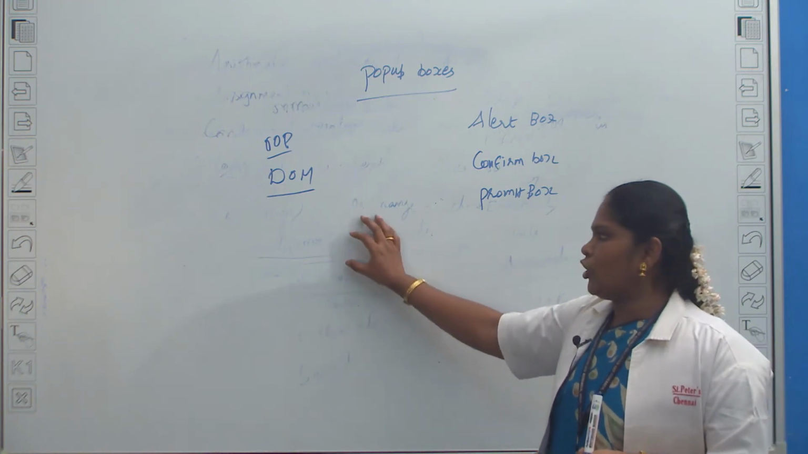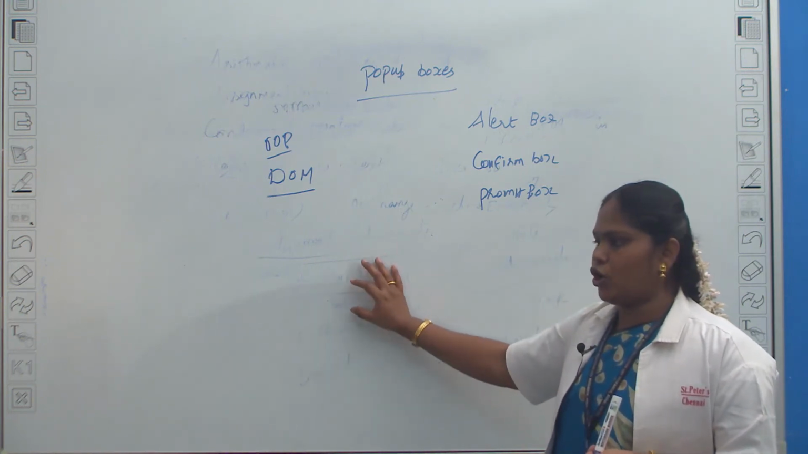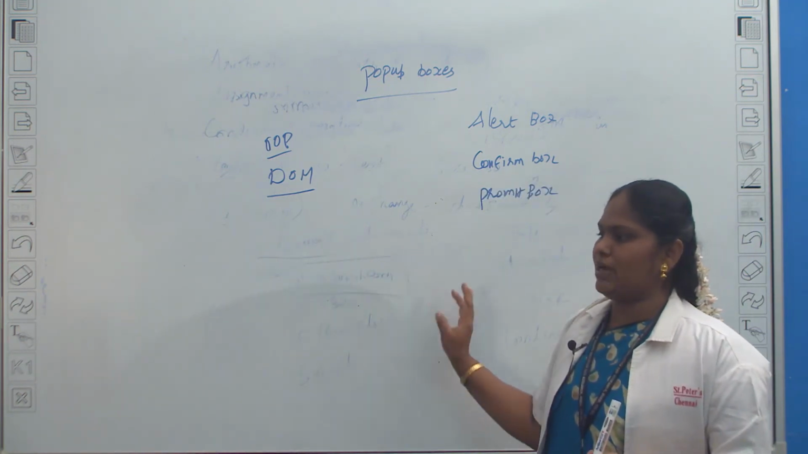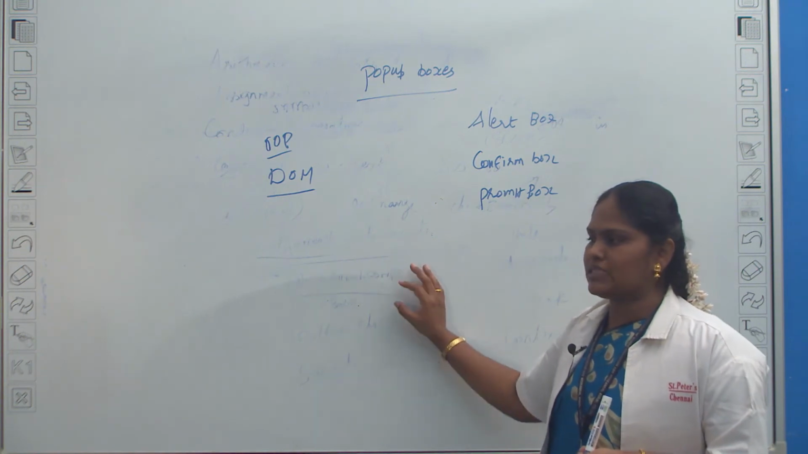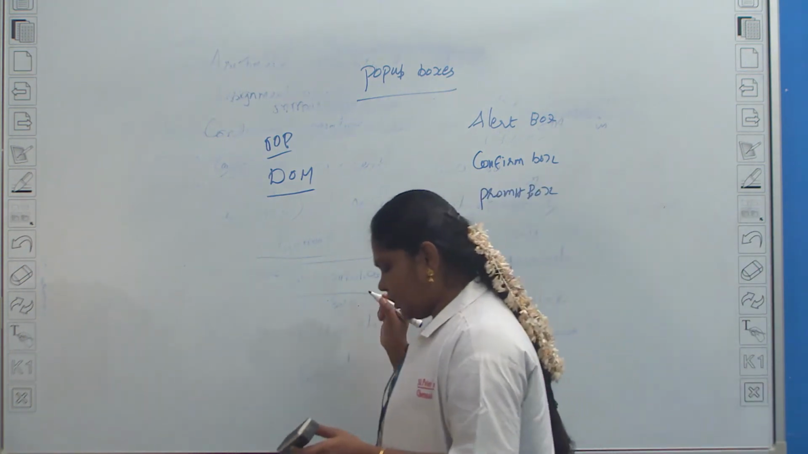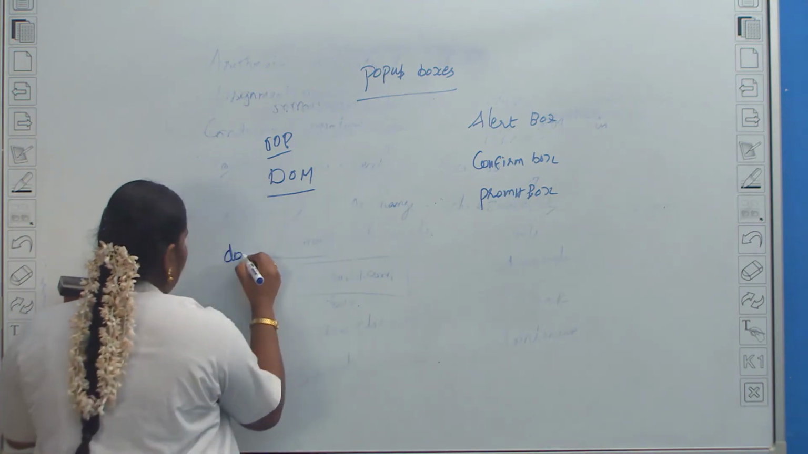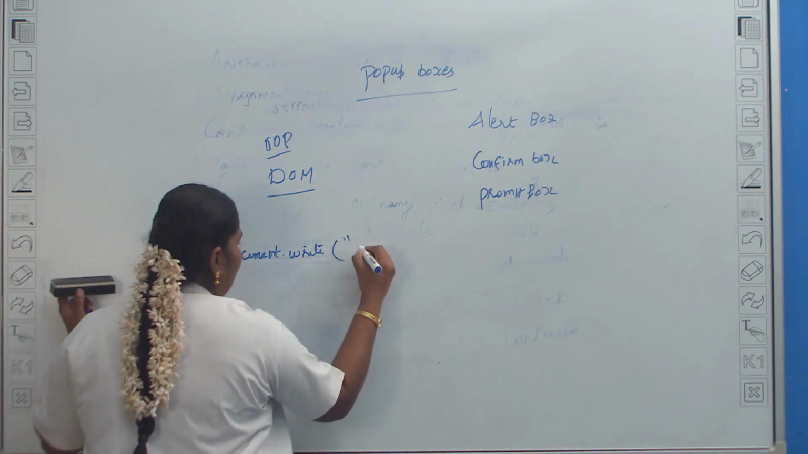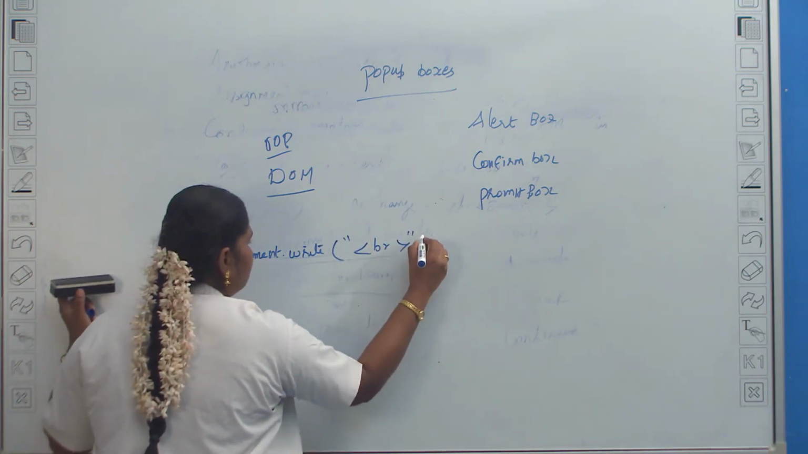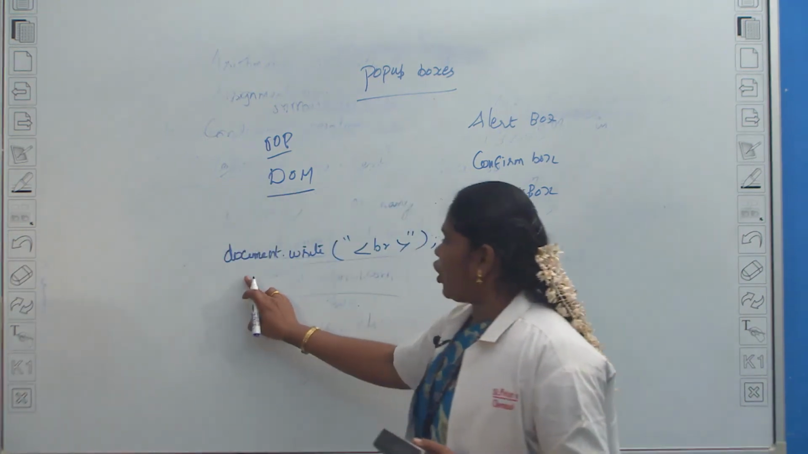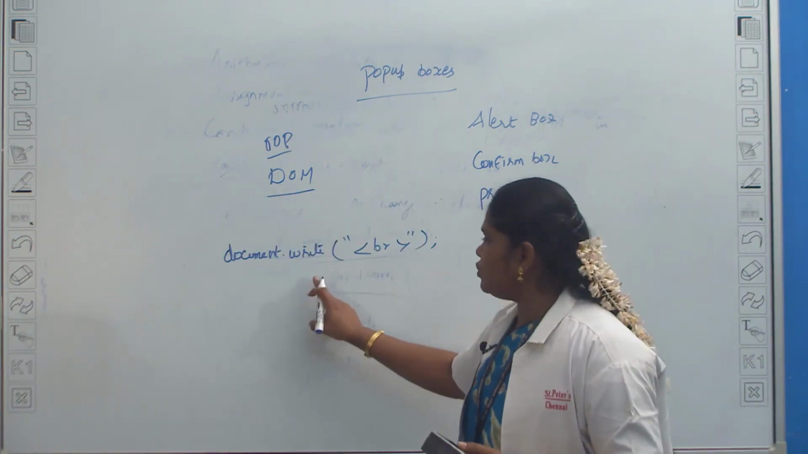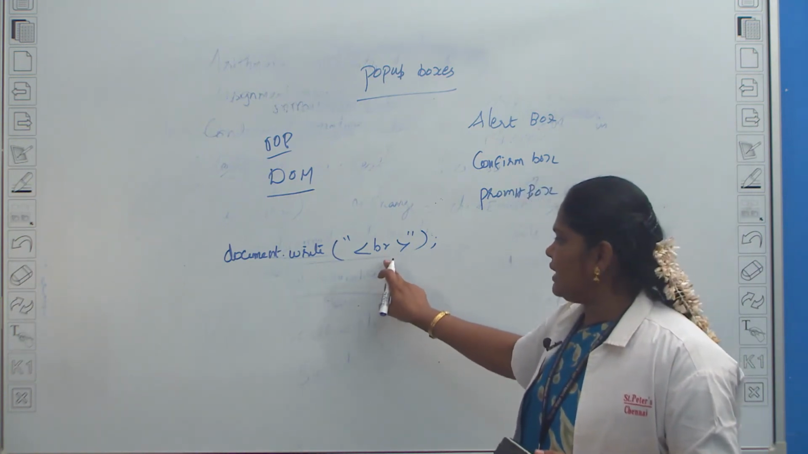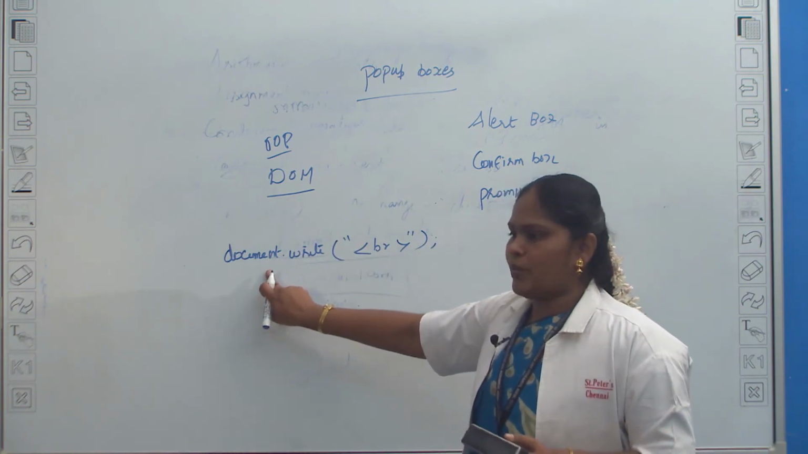So what document objects are available? DOM objects: the document represents the entire HTML document and can be used to access all elements in your pages. How do we use it? document.write, then within the double quotes we mention the content. This is the format. The document.write method is used to write content. BR is an HTML tag, and this HTML tag will be connected with this document object.